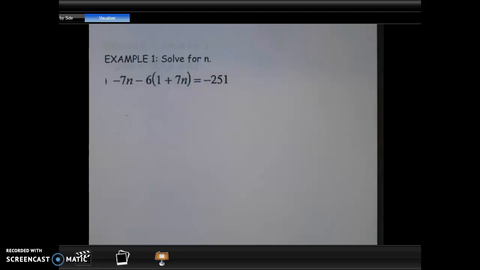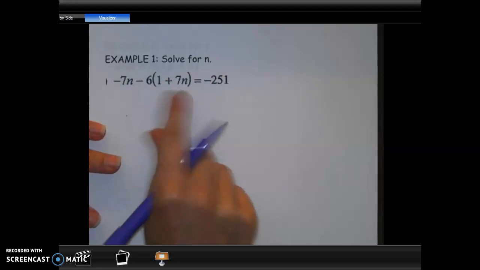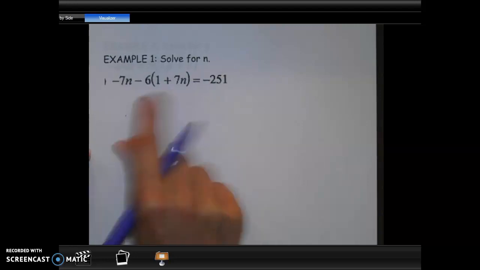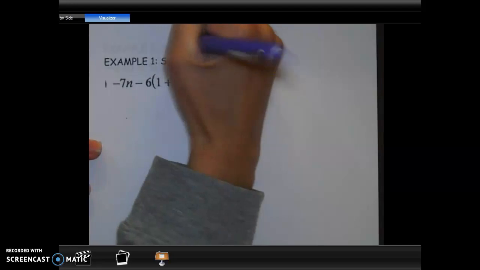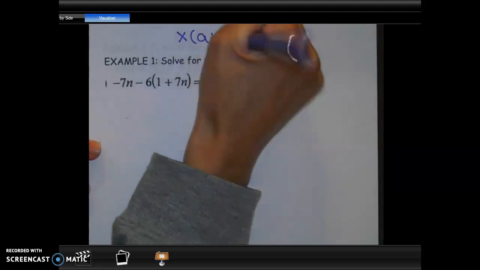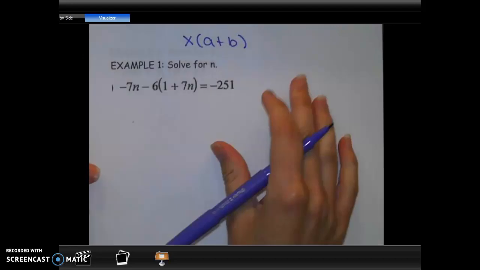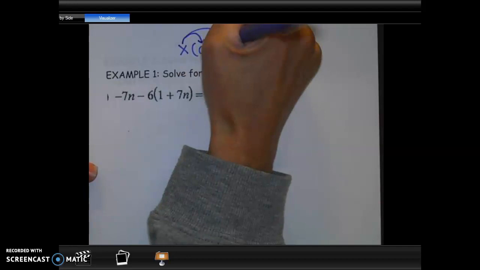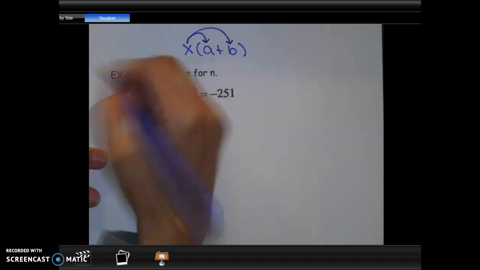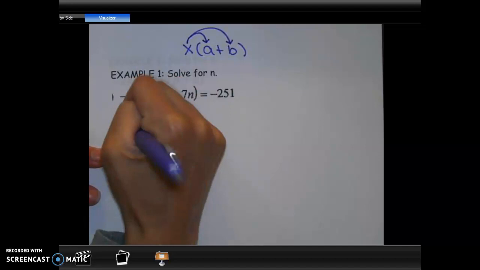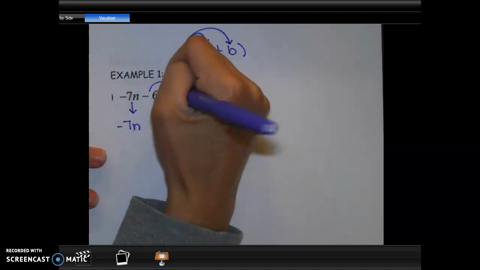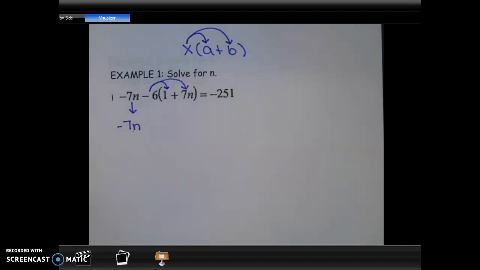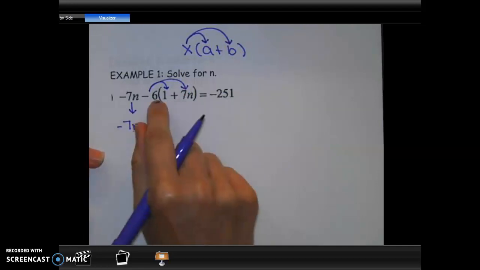First, we need to simplify by using PEMDAS and other things that we know. So we have a set of parentheses here, and we can't do anything with what's inside our parentheses, but if you remember, anytime you have something set outside a set of parentheses, there is something we're going to use called the distributive property, which means whatever's on the outside is going to multiply by whatever's on the inside. Okay? So nothing's happening with our negative 7n. It's just going to come down. But this negative 6 is going to distribute to everything inside the parentheses because it's written right next to it.